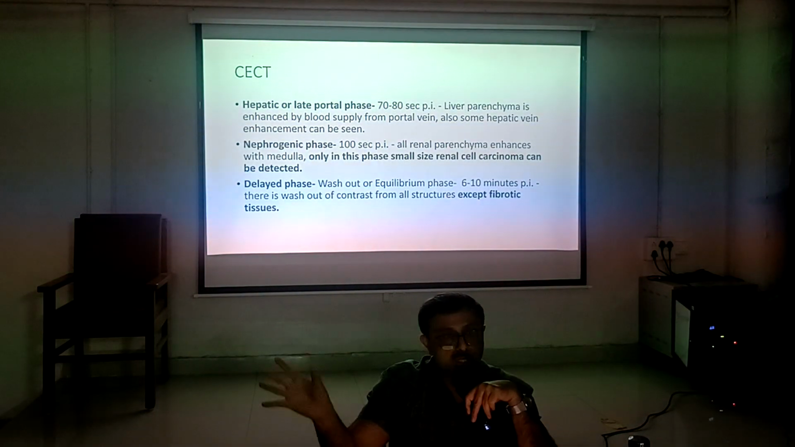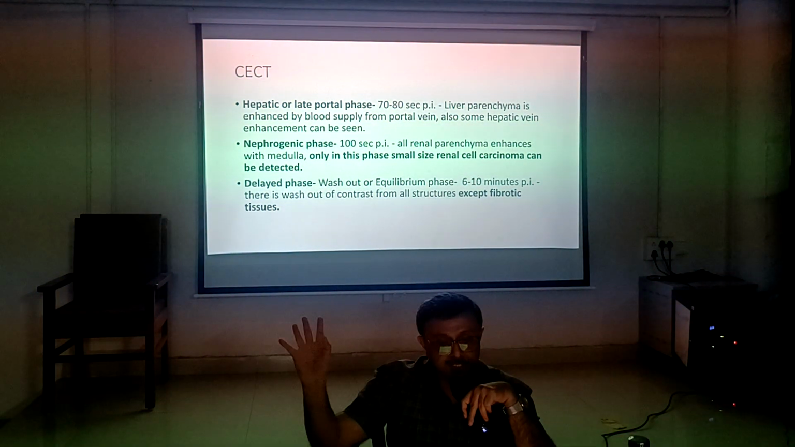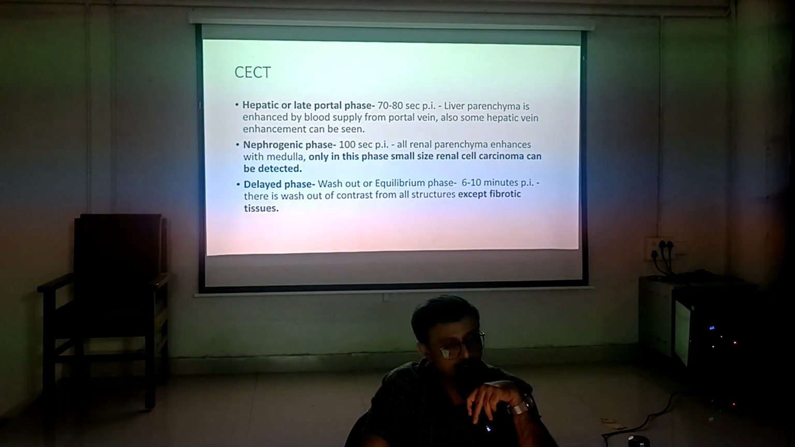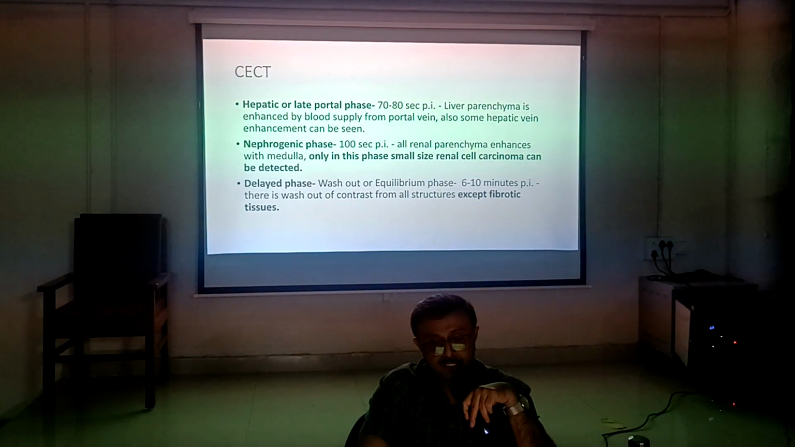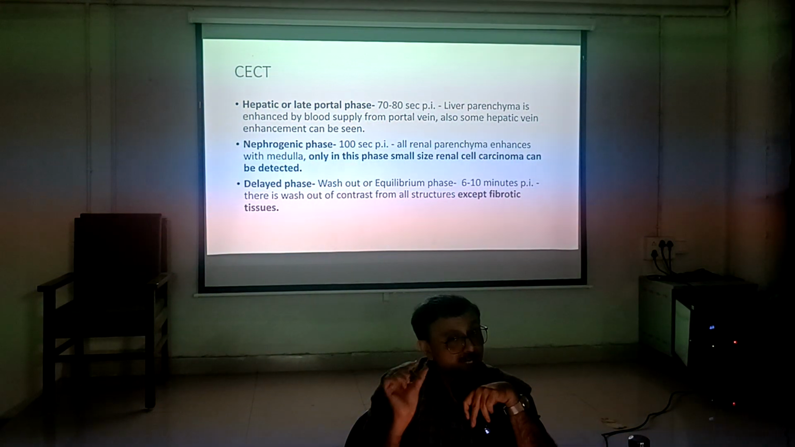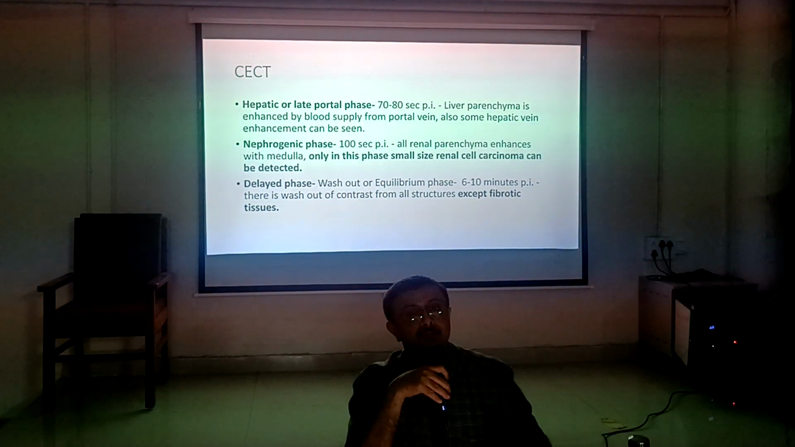Delayed phase, washout: the dye is now washed out from the lesion. We image it 6 to 10 minutes post injection. There is washout of the contrast from all structures except fibrotic tissue. Now only the fibrotic tissue will retain dye. Normal organs are washed out.